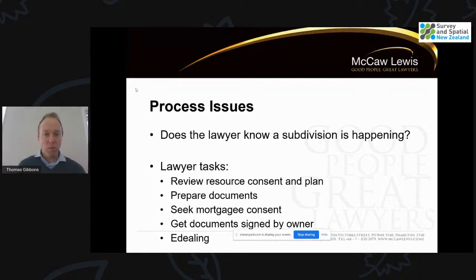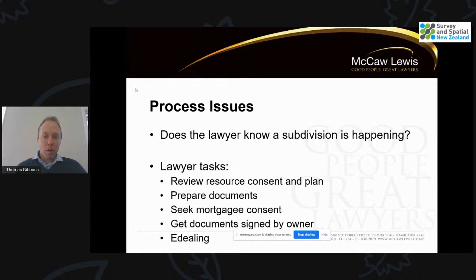The lawyer should be involved in things like reviewing the resource consent and the plan. They're likely going to have to prepare some documents like easements and covenants. Absolutely, they'll have to go away and most of the time get mortgagee consent to what is being done. And that could take 2 days, that could take 5 days, that could take 5 weeks in one recent example. And no developer wants to be waiting 5 weeks because the lawyer only just found out and now needs to go to the mortgagee. They're involved in getting documents signed by the owner and, of course, in the e-dealing process.